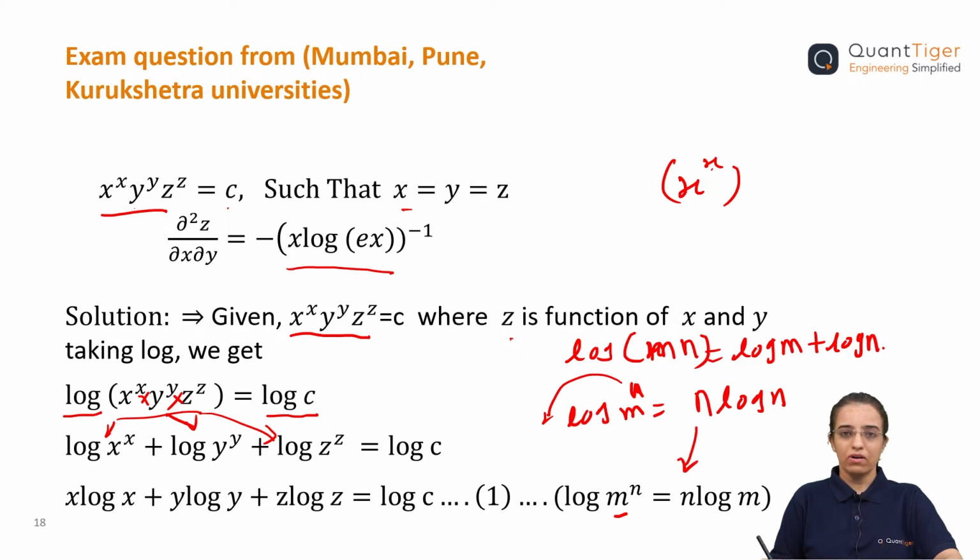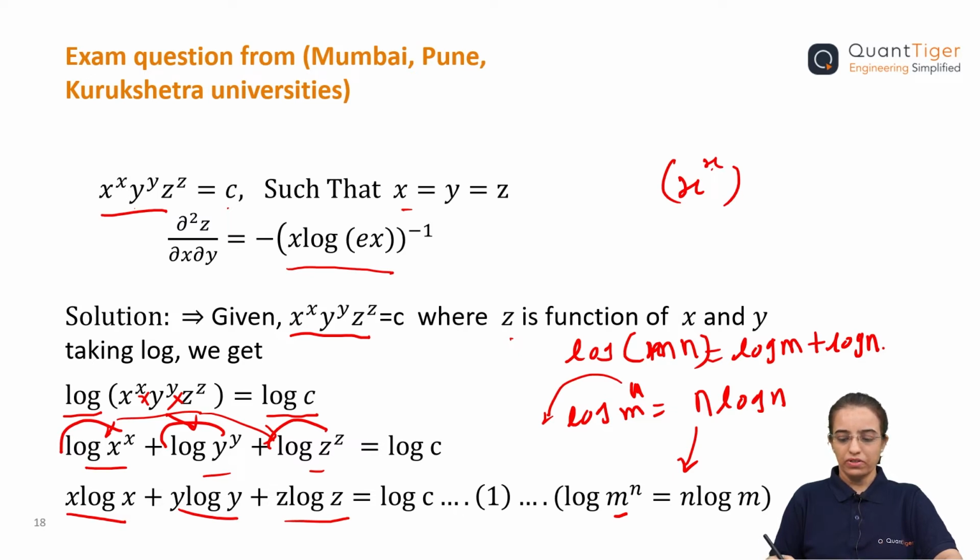This is a simple logarithm rule which we have learned in school, and we will be applying it over here for each of these terms. So this x will come over here at the front side, so it becomes x log x. This y will come here, y log y. This z will come over here, so z log z. So this becomes our equation 1.